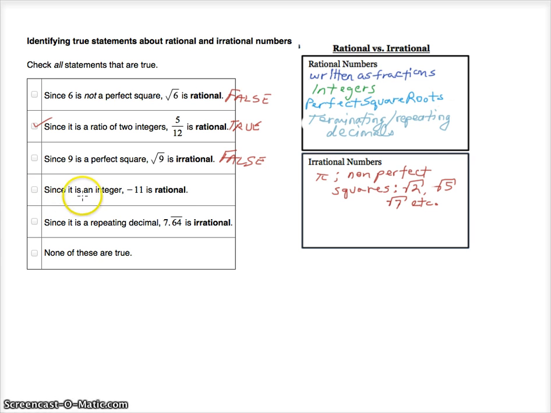Since it is an integer, -11 is rational. That is true. It's an integer. Since it is a repeating decimal, 7.64 repeating is irrational. That is also false because our definition of a rational number says that terminating and repeating decimals are rational numbers.